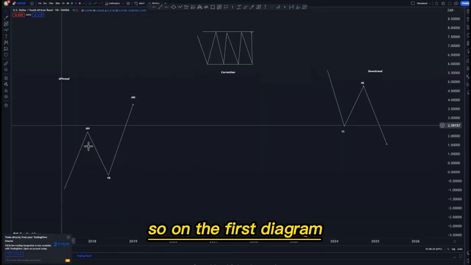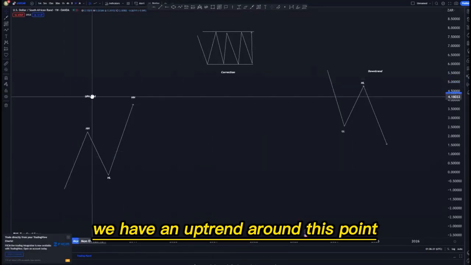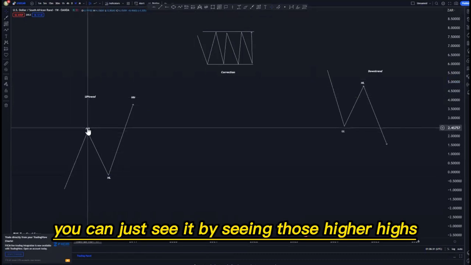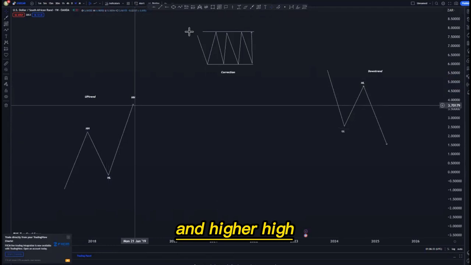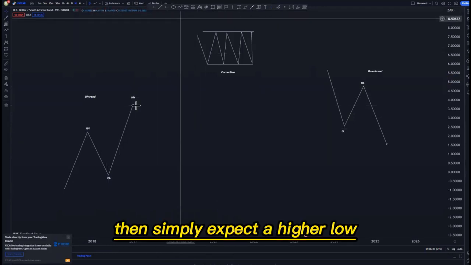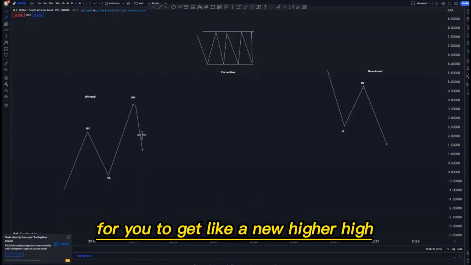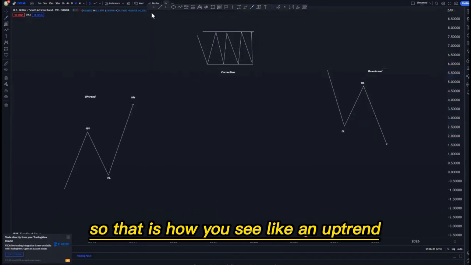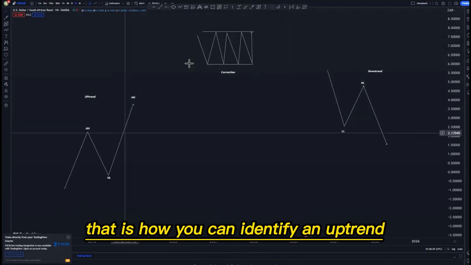So on the first diagram we have an uptrend around this point. As you can see, you can identify it by those higher highs, higher lows, and higher highs. Then simply expect a higher low for you to get a new higher high at the top of the structure. That is how you can identify an uptrend.